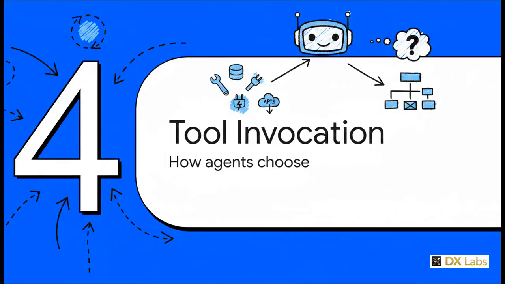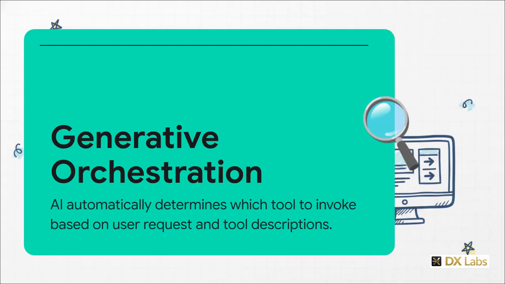Next up, how agents choose tools. Imagine a call center manager routing an incoming customer call by quickly reading the manual description of each department to find the perfect fit. Generative orchestration works exactly the same way. It's the default mode in Copilot Studio. The AI orchestrator evaluates what the user is asking for, compares it against the names and descriptions of every single available tool, and automatically selects the right action for the job.